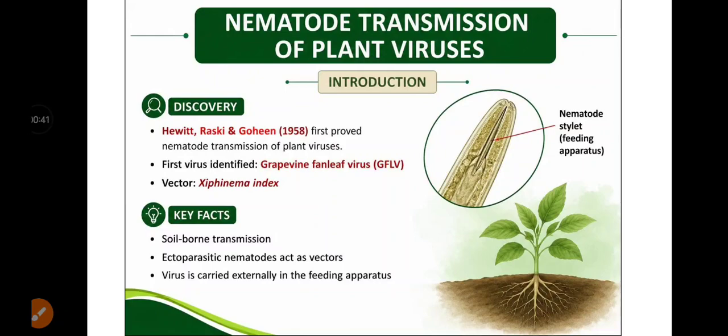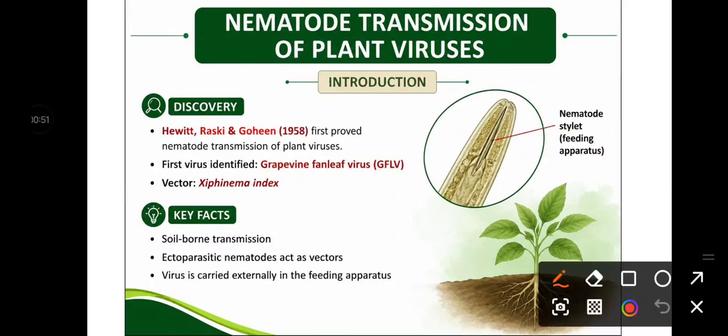So, nematode transmission of plant virus. The nematode as a vector for plant virus was first discovered by the scientists Hewitt, Raski and Goheen in 1958. Remember both the scientist name as well as the year. You can just remember Hewitt et al., 1958. So he proved that the virus can be spread by nematode.